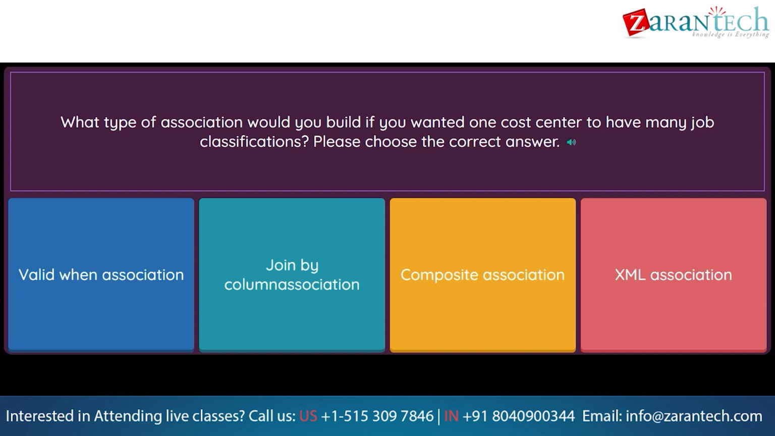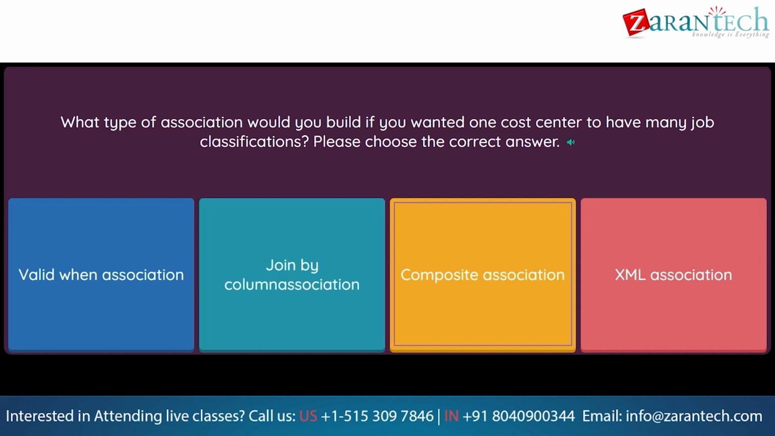Question: what type of association would you build if you wanted one cost center to have many job classifications? Please choose the correct answer. Option 1 Valid when association. Option 2 Join by column association. Option 3 Composite association. Option 4 XML association.